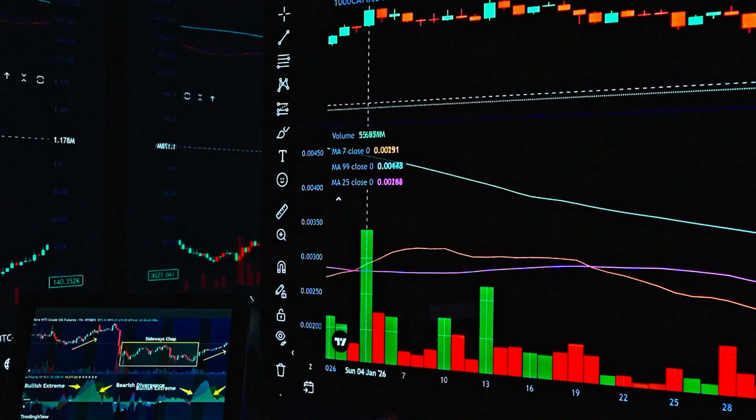Before we go further, one thing, this is educational commentary, not personalized financial advice. Nothing here is a signal to buy or sell anything.